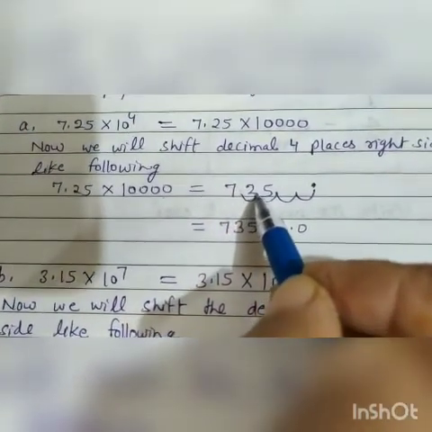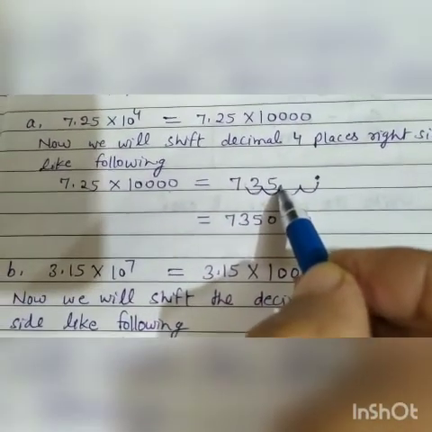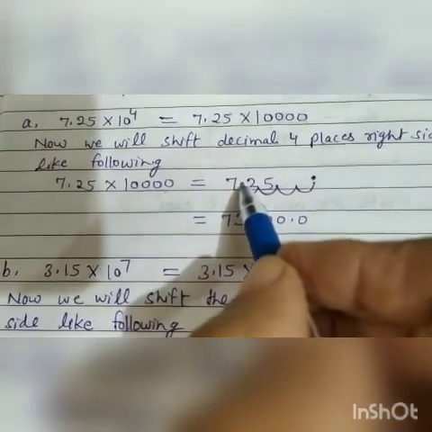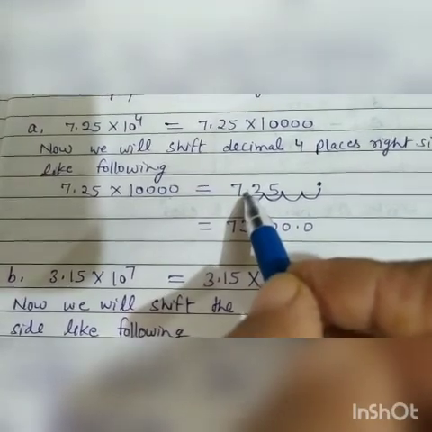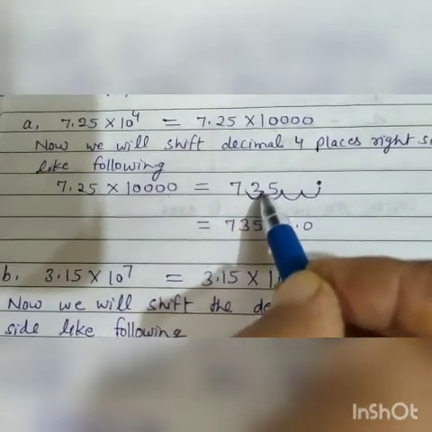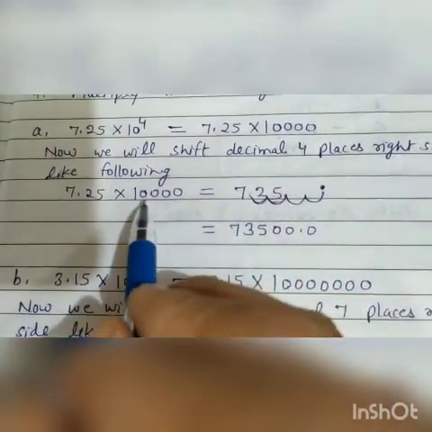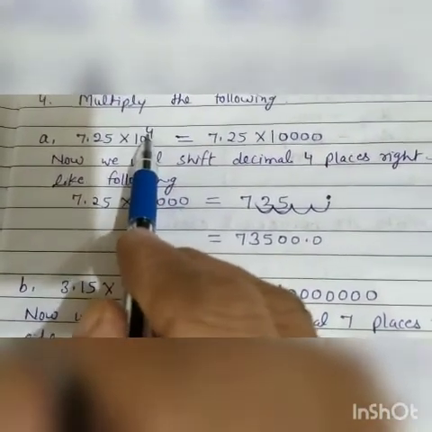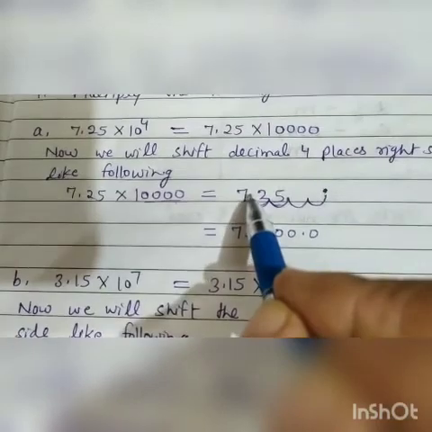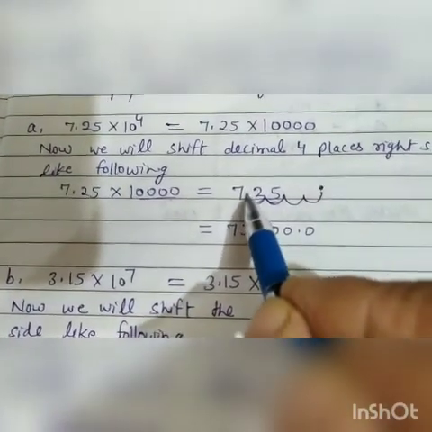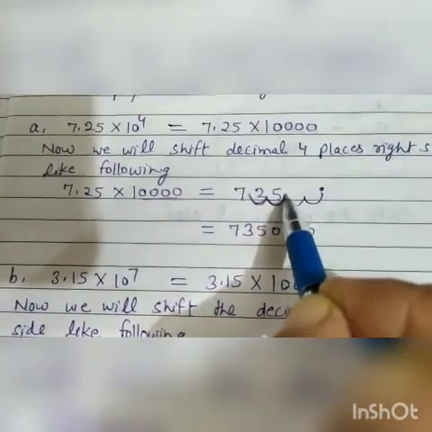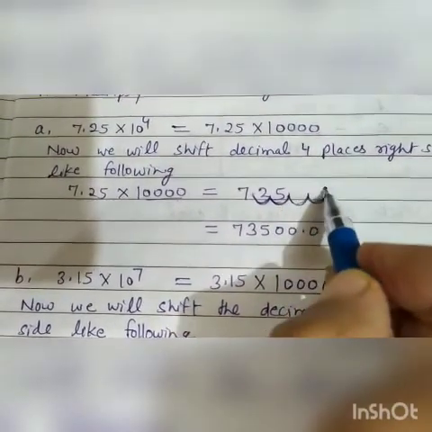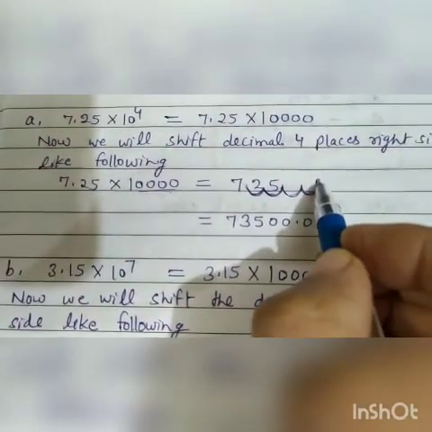Now we will shift this decimal to the right side. In the previous case, we shifted the decimal from right to left. But in this case, we will shift this decimal from left to right. How many places? How many zeros? Or how many power? 10 power 4. We will shift this decimal from left to right 4 places. See, 1, 2, 3, 4. Now put the decimal here after 4 places.